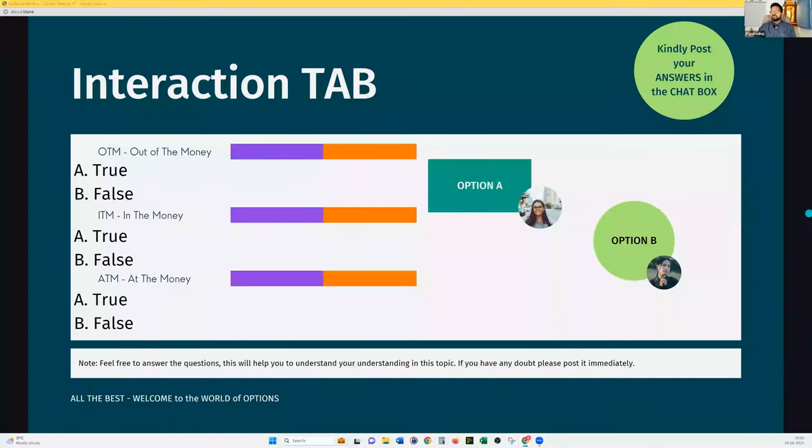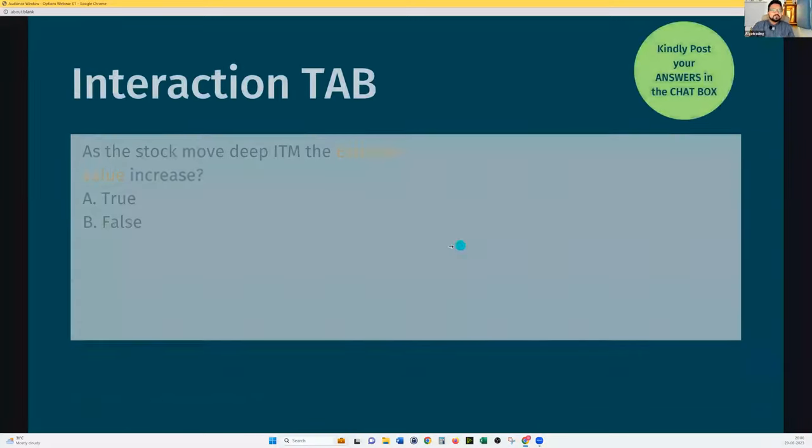Superb. So OTM is true because OTM has only the extrinsic value. It does not have both the intrinsic as well as extrinsic. In the money, it is true. Here, we have both the intrinsic value as well as extrinsic value. And for ATM, we have only the extrinsic value. That's good. Superb.